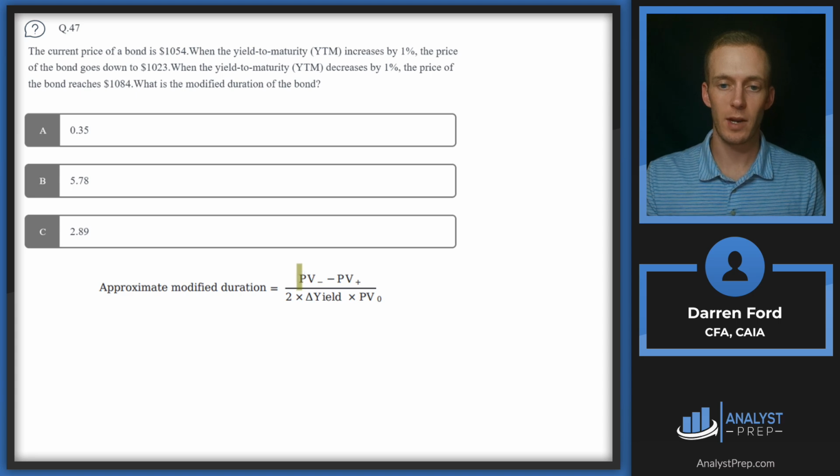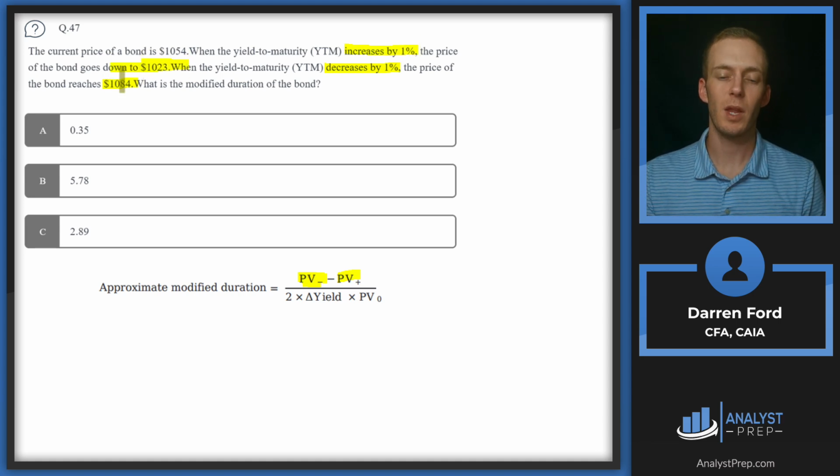So in the numerator, we've got PV minus, which is going to be the present value of the bond when rates fall. So when it decreases by 1%, the price of the bond gets up to 1,084. So that's what we're plugging in there. And then PV plus is what we're plugging in if the interest rate increases. So here we've got increased by 1%, price of the bond goes down to 1,023. So that numerator is going to be the difference between these two numbers here. And then in the denominator, we've got 2 times the yield.